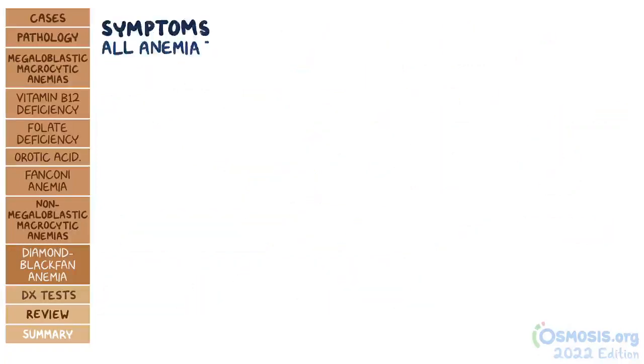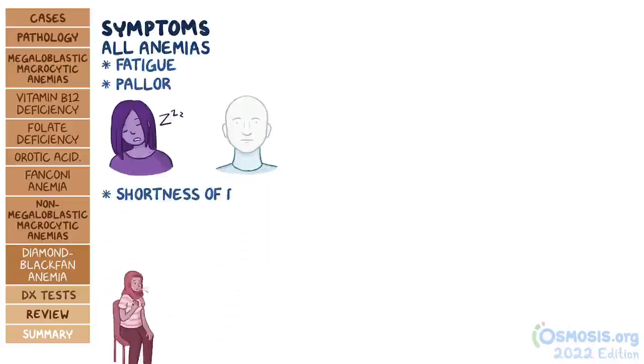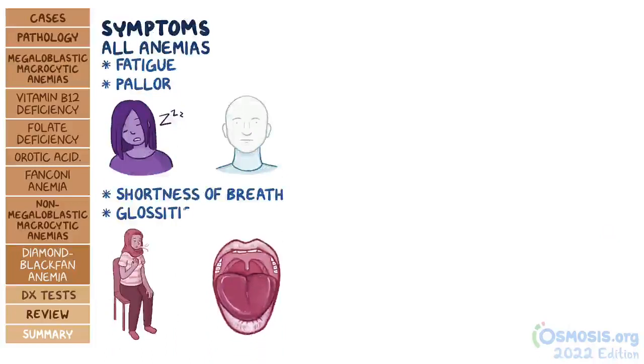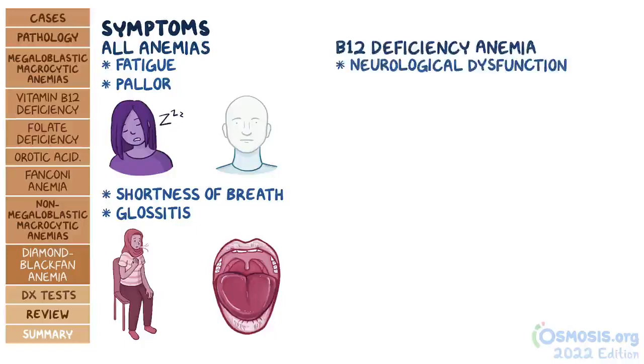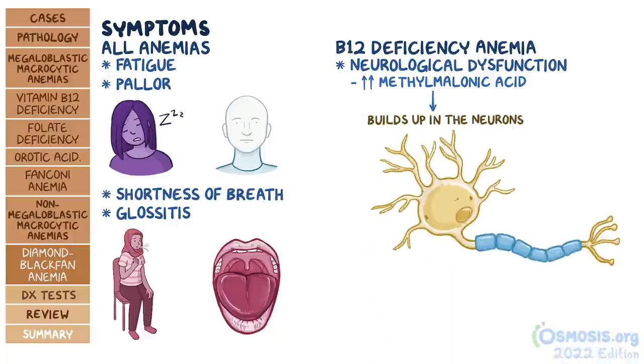Now, all anemias can cause fatigue, pallor, shortness of breath, and glossitis, but other symptoms can help you identify the specific disease. For vitamin B12 deficiency anemia, there is neurological dysfunction, because when there's too much methylmalonic acid in the body, it builds up in the neurons, specifically in their myelin sheath, which degenerates.